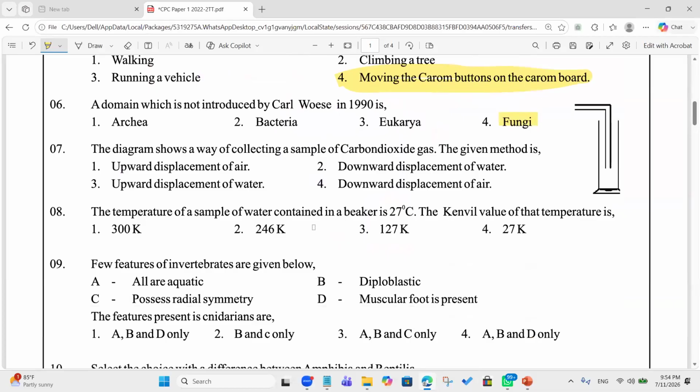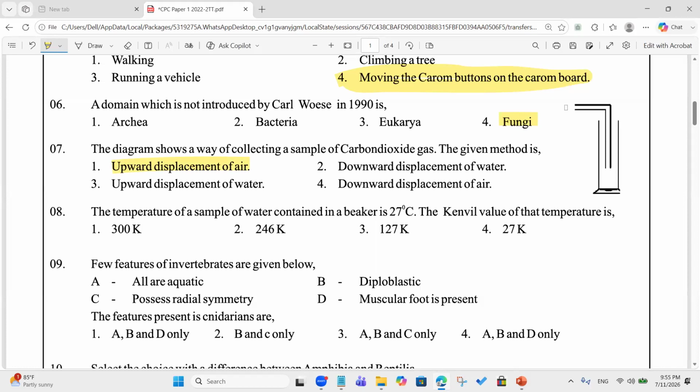The diagram shows a way of collecting a sample of carbon dioxide gas. The given method is. Yeah, tell me what's the given method? Upward displacement of air. Upward displacement of air. Others, do you agree with this answer? Julina? Yes, sir. Okay. Then, yeah, that's correct, right?